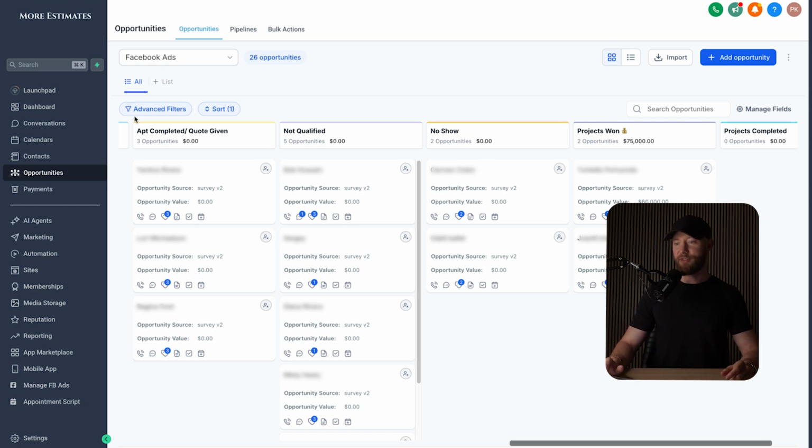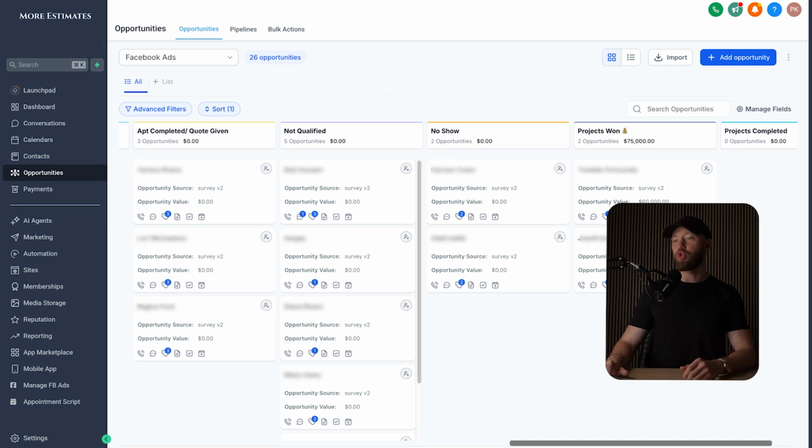And then we also have more appointments that were completed, more quotes given. Sometimes people need time to think about things. And really in this campaign, they spent a very minimal amount of money considering how much revenue was actually generated.